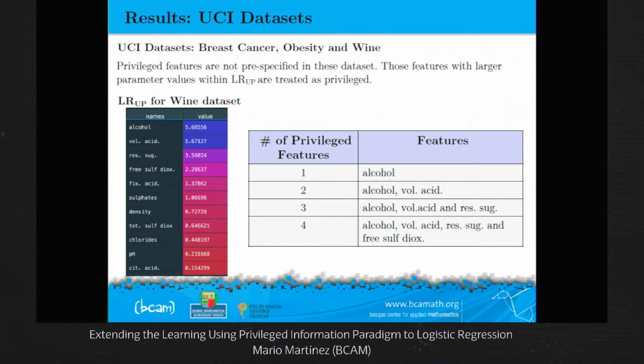Here we have an example. I trained the LRUP model for the wine dataset. These are the features of the model and the parameter values associated with each one of the features. I'm going to consider from 1 up to 4 privileged features. For example, when we consider 2 privileged features, I'm going to treat as privileged the first 2 features with the largest parameter values that I have here, and the remaining are going to be treated as regular features. So I'm going to obtain the performance of the different classifiers for 1 privileged feature, for 2, for 3, and for 4 privileged features with the different datasets that I have here.